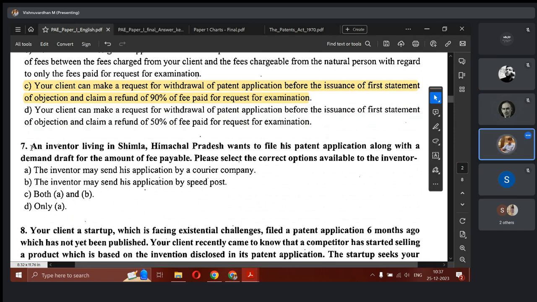Cool. Seventh one, an inventor living in Shimla, Himachal Pradesh wants to file his patent application along with a demand draft for the amount of fee payable.